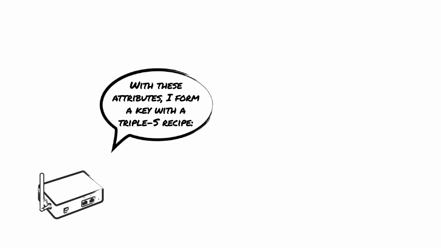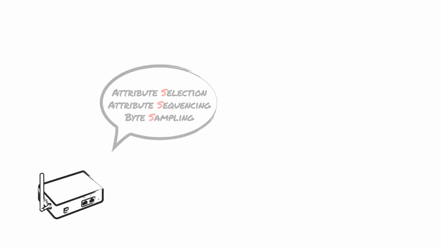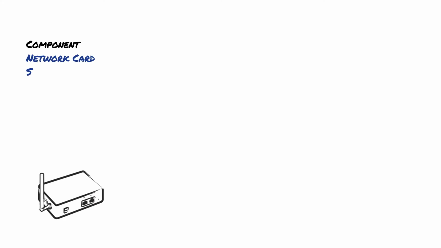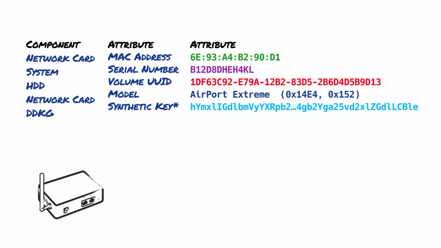But with all those attributes combined together, a device is able to form a key, and it follows a recipe called SSS. SSS is attribute selection, attribute sequencing, and byte sampling. And here's what that looks like step by step. In stage 1, attribute selection, we get a randomized selection of attributes that are used for DDKG. Notice in here the synthetic key, just a value that's burned and changed with every successful authentication. We've got a wide spread of different information from different components and attributes, and we can see the values in there.